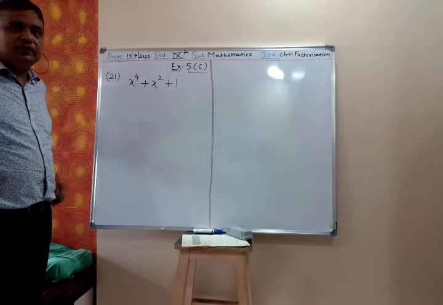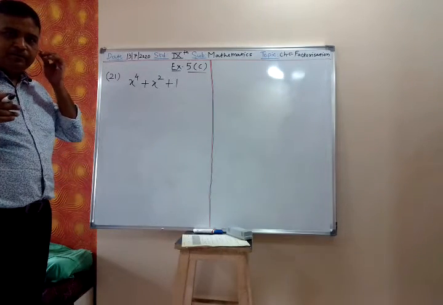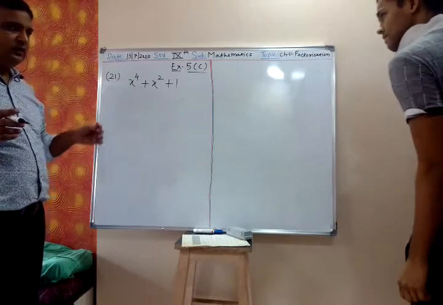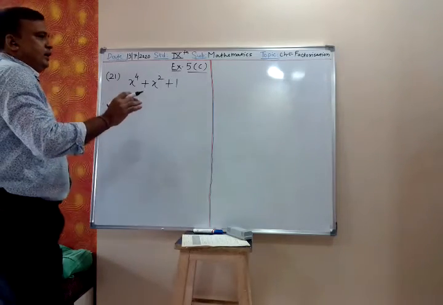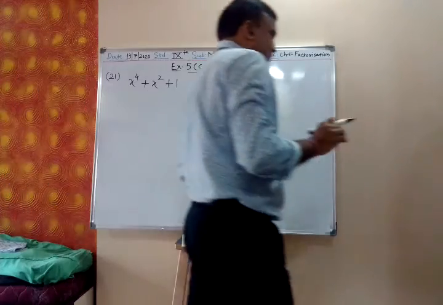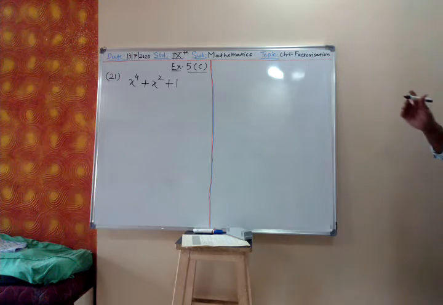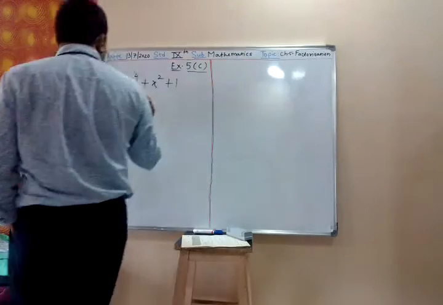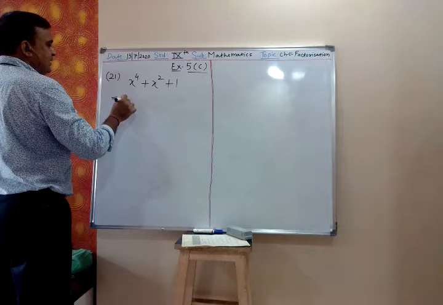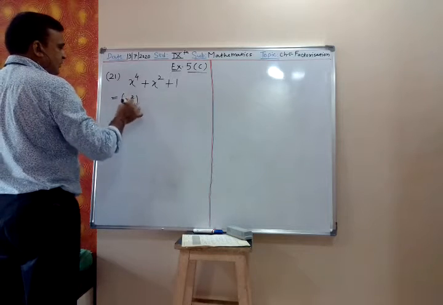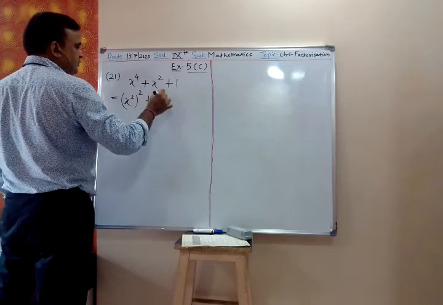Plus x square plus 1. Now it is clear, board? Okay. X raised to 4 plus x square plus 1. Let us complete 21 fast and complete this 5c. So x raised to 4 plus x square plus 1. I have written x raised to 4 as x square square plus x square plus 1.